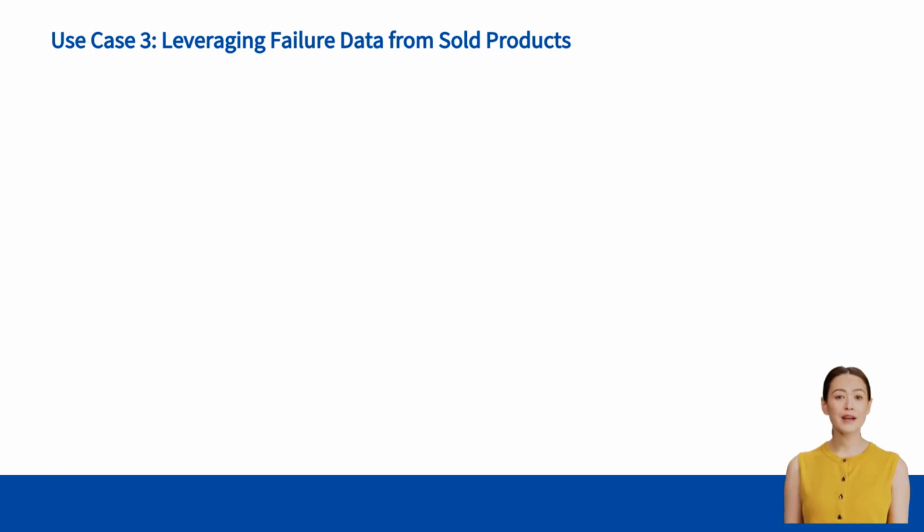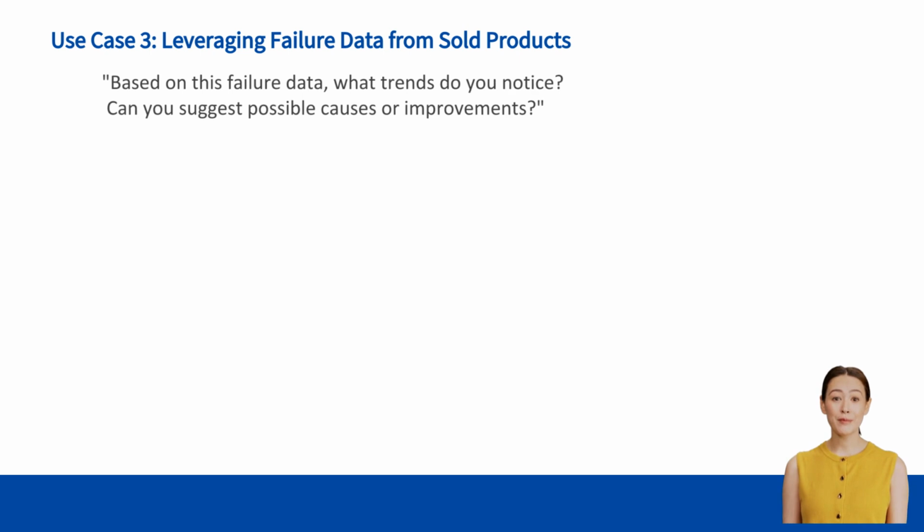So here we might ask the chatbot: Based on this failure data, what trends do you notice? Can you suggest possible causes or improvements? The AI identified 3 key patterns.